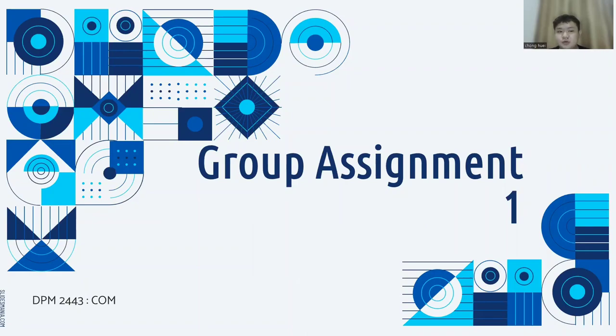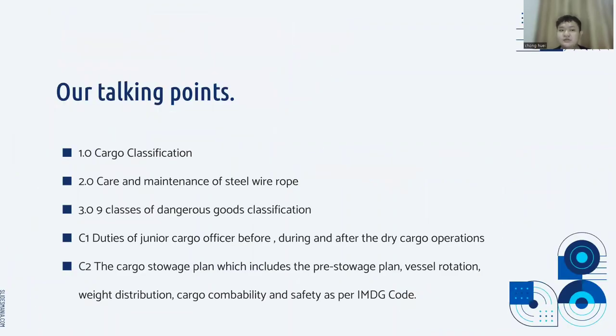Today, me and my team are going to present the group assignment one of DPM 2443, which is Cargo Operation Management. There are a few things we're going to go through in our assignment presentation: first, cluster, cargo classification; second, care and maintenance of steel wire ropes; then the 9 classes of dangerous goods classification; coming with the compulsory question one, duties of junior cargo officer before, during, and after the dry cargo operation.